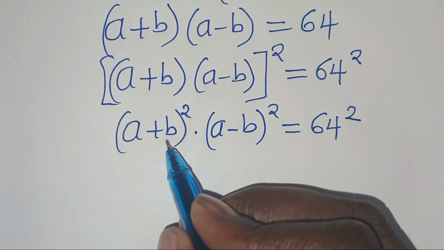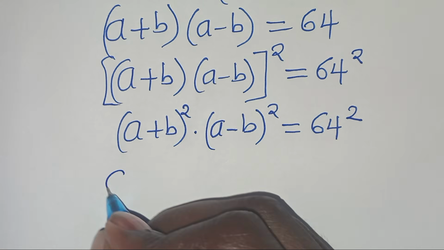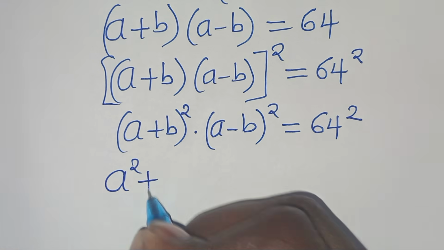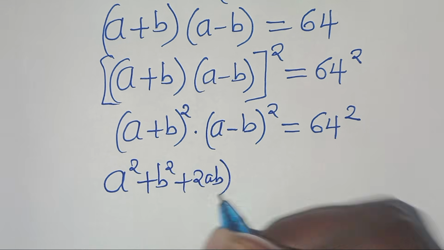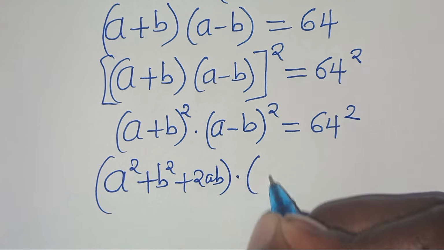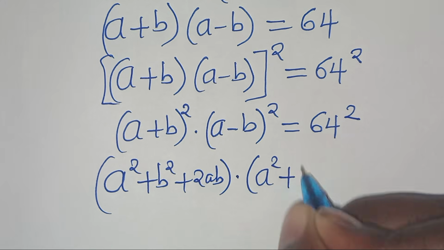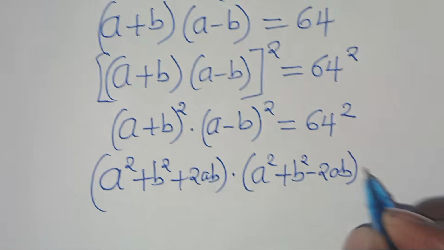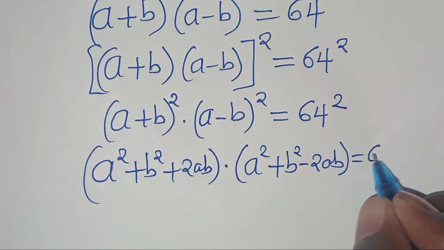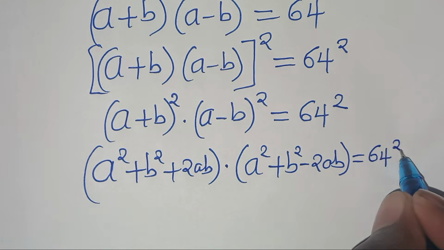Now, a plus b to the power of 2 is the same thing as a squared plus b squared plus 2ab, multiplied by a to the power of 2 plus b to the power of 2 subtract 2ab. This is equal to 64 raised to the power of 2.